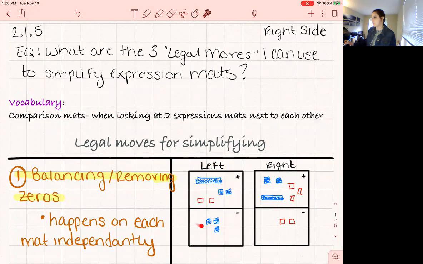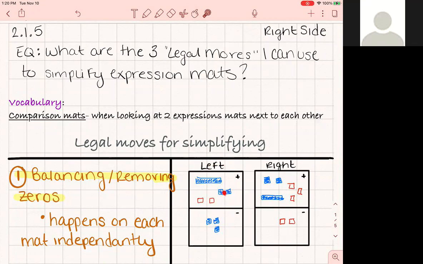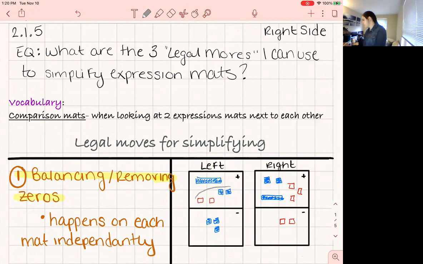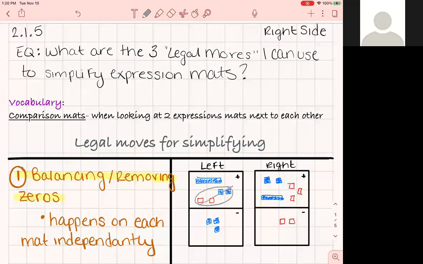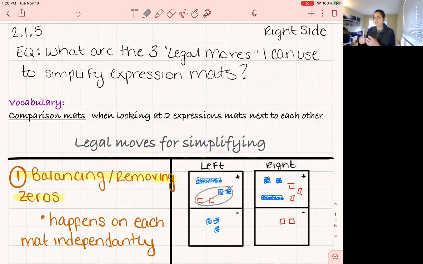So on this left mat here, I see some zeros right here or here. So just like normal, I'm going to show that step. I'm going to circle them, and then we'll cross them out. So that's the left mat. We got rid of zeros there. Now I'm going to look at the right mat and get rid of zeros on the right mat.